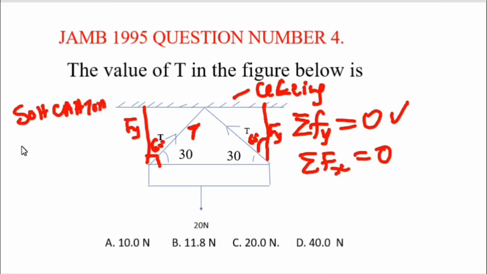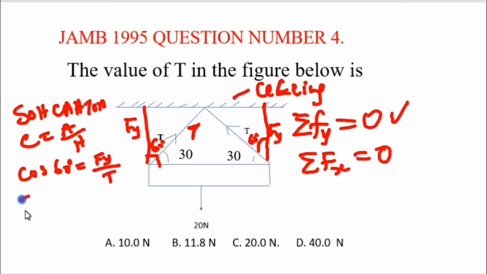SOHCAHTOA. Cos is adjacent over hypotenuse. So we now say cos 60 degrees is, where is the adjacent? The adjacent is Fy, and the hypotenuse is the tension. So that you have that Fy, which is the vertical component of the force, is T cos 60 degrees.